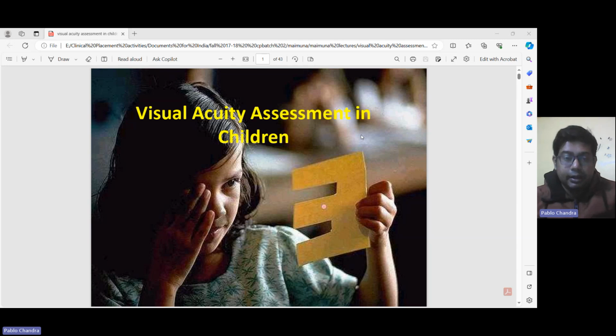We are taking another class because visual acuity assessment is much easier when we are testing literate adults. It is a little bit more difficult when we are assessing illiterates, because there are different charts for illiterates or patients who cannot read and write. But it is very tough when we are doing this assessment for children. Why and how, I will discuss in this module and this lecture. Okay.